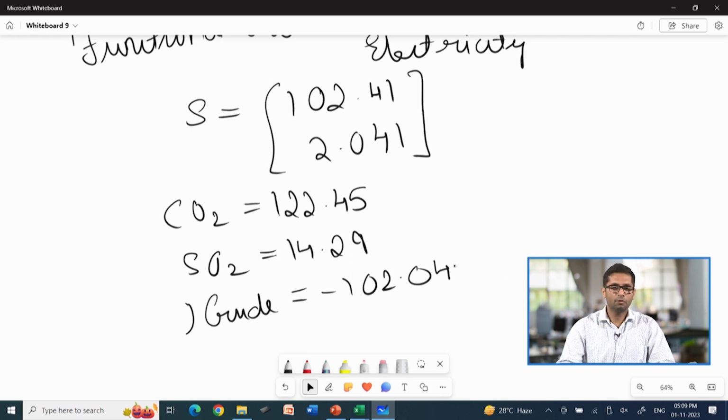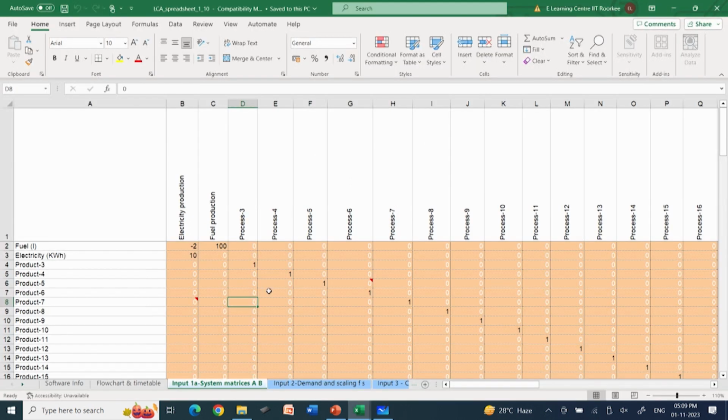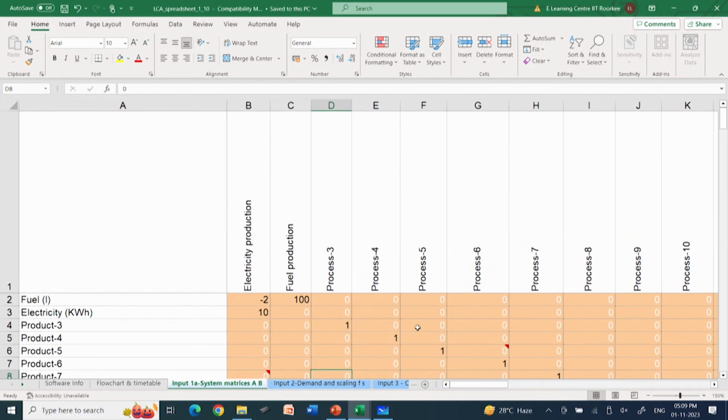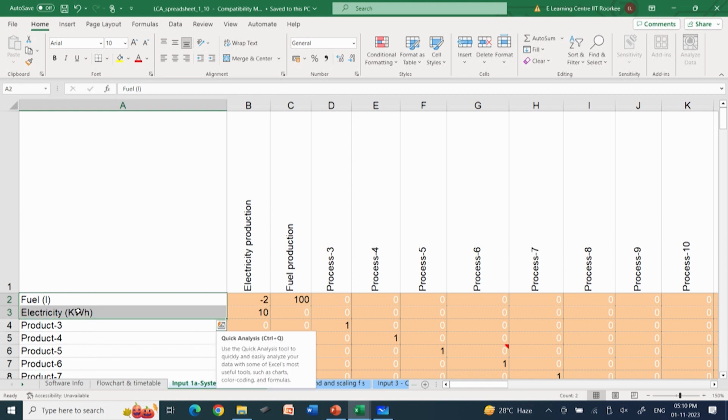So let me also try to show you the application of this particular matrix algebra calculation with the help of a simple Excel sheet. Let me go to the MS Excel file. So this is a typical Excel file for the same process that we have just solved together. What you have on the y-axis, or the different rows of A, is the different fuels or products that are being formed, in terms of liters of fuel and electricity. So you have these values minus 2 and 10, and then on the different columns you would have the different processes like electricity production and fuel.